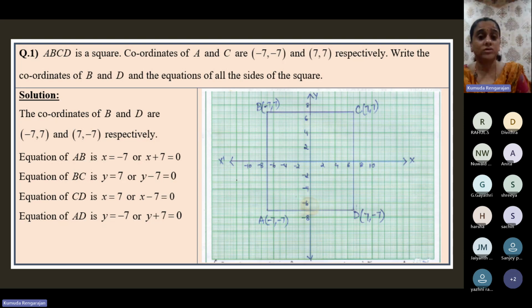All right. So here we are not asked to plot. See what's given. ABCD is a square. Coordinates of A and C are given to you. You have to write the coordinates of B and D.